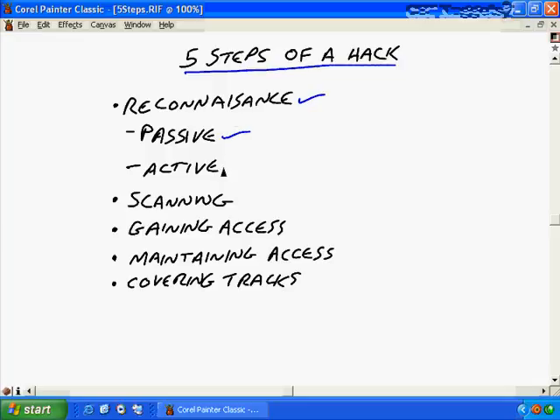Also, there's an active attack. This is going to be the majority of the actual attack phase itself. This is where you're going to be using network tools, where you're going to be using SolarWinds type tools, or HPing2, or any number of other kinds of tools that you can use to identify weaknesses within that company.